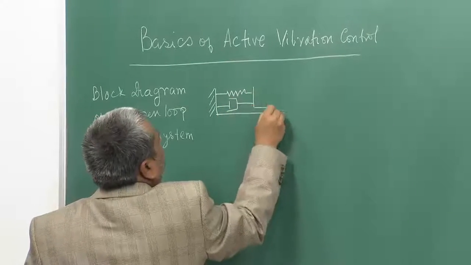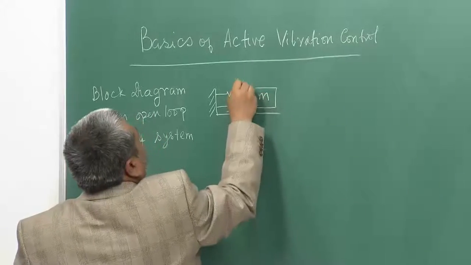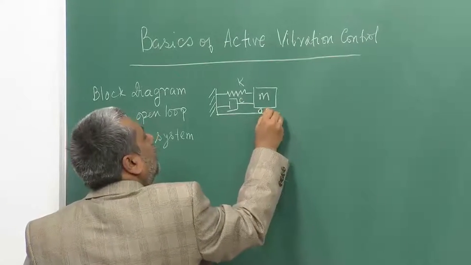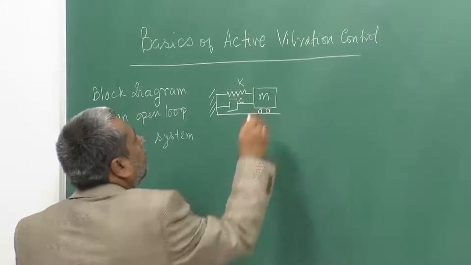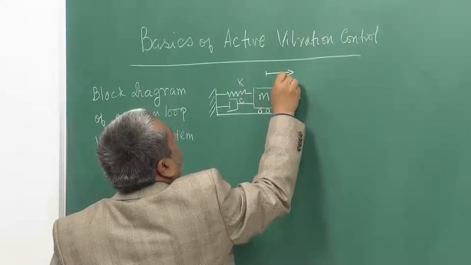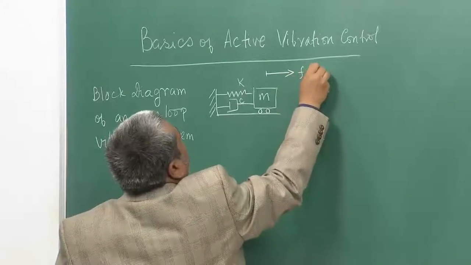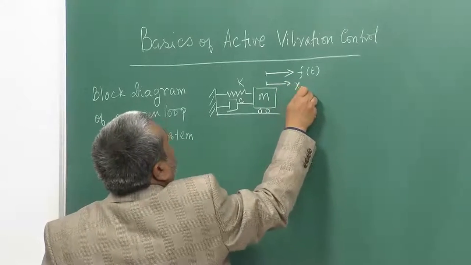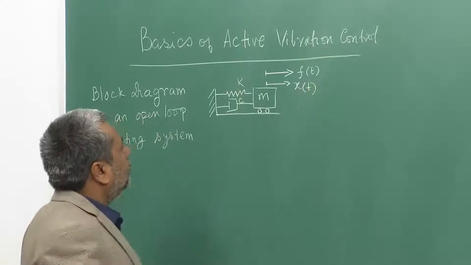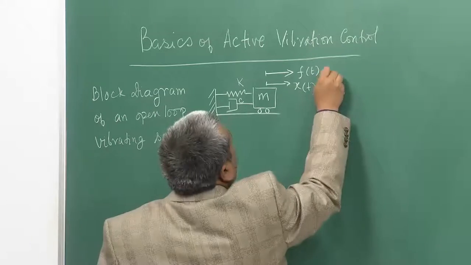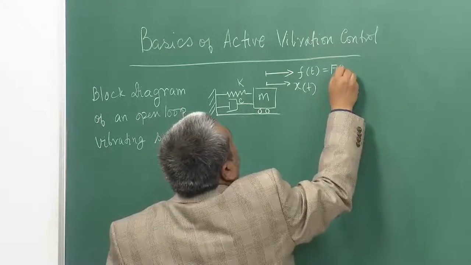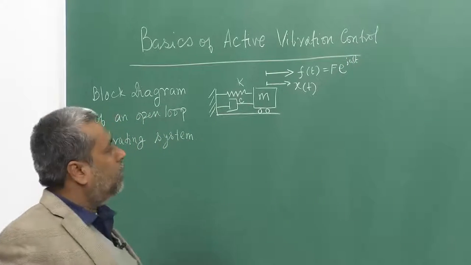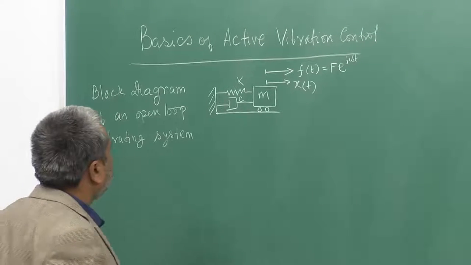So we have a mass M, K is the stiffness, C is the damping, and this is moving on a frictionless wheel. And let us say that I am applying a force F(t) to the mass, and it is getting displaced in this direction as x(t). Also, this F(t) is periodic in nature, and we can write it as F e raised to the power j omega t, where F is the amplitude and e raised to the power j omega t talks about the harmonic variation of the system.